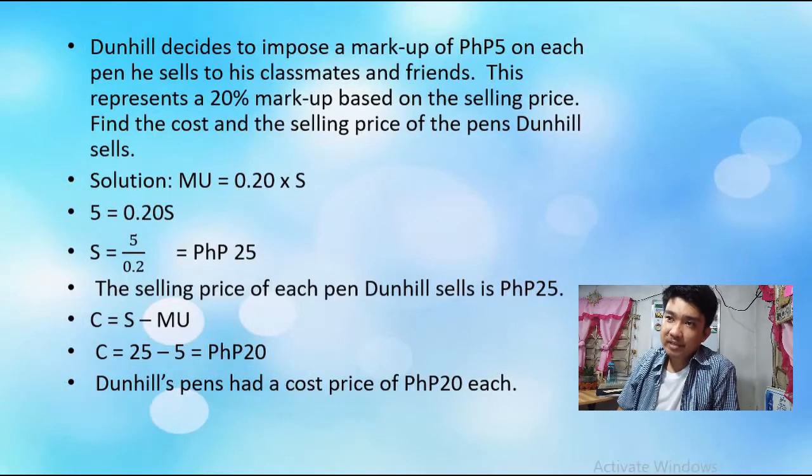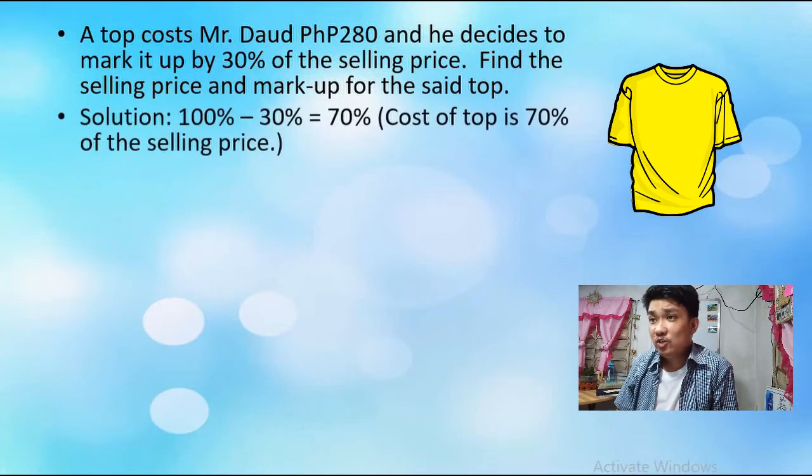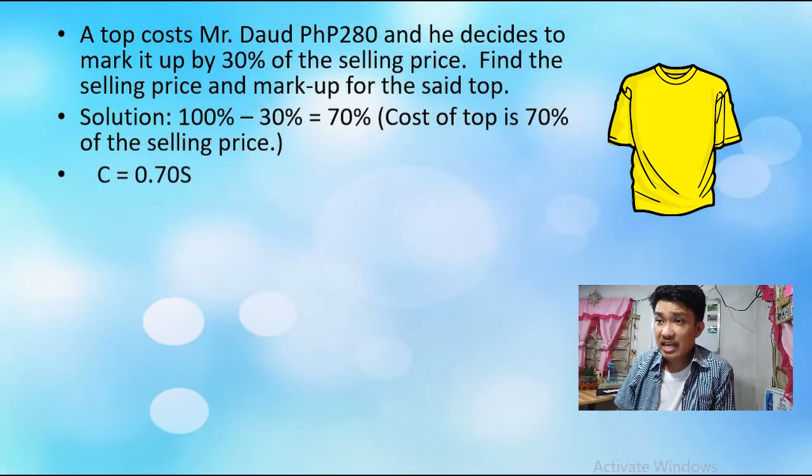Next problem. A top costs Mr. Daod 280 pesos and he decides to mark it up by 30% of the selling price. Find the selling price and markup for the said top. So solution. Take note that it is 30%, so 100 minus 30%, so that is 70%. That is, the cost of the top is 70% of the selling price. So cost is equal to 0.70 S.